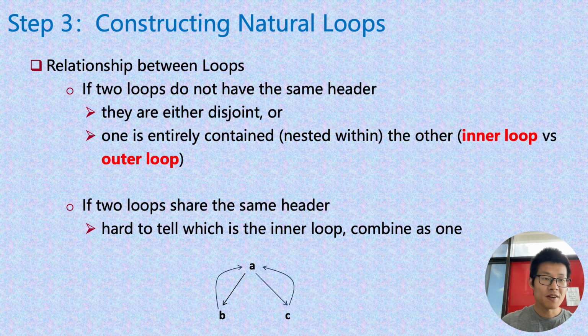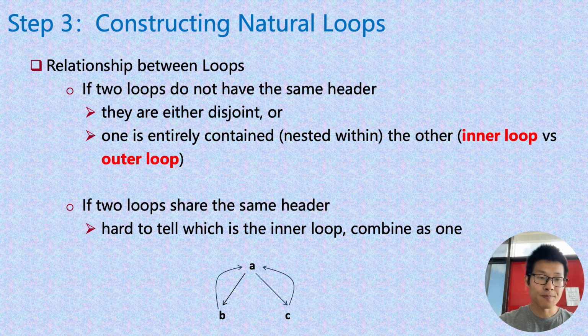At last, we investigate the relationship between loops. If two loops do not have the same header, then they are either disjoint or one is entirely contained or nested within the other. We call them the inner loop and outer loop. If two loops share the same header, it's hard to tell which is the inner loop and which is the outer loop. So we can combine them as one.